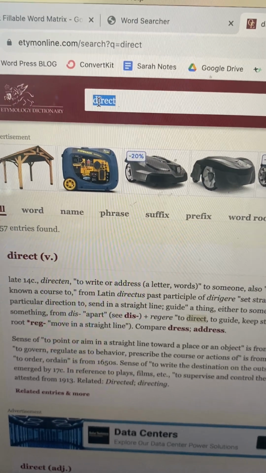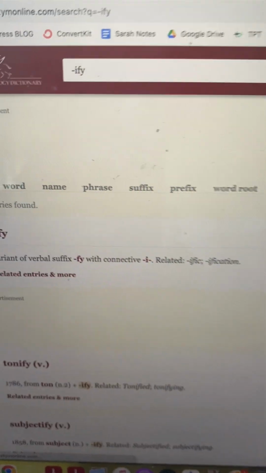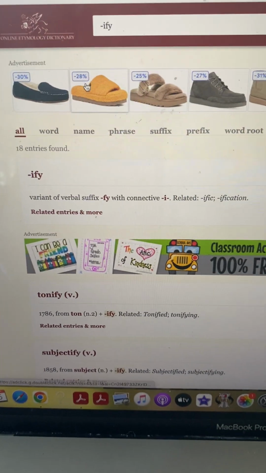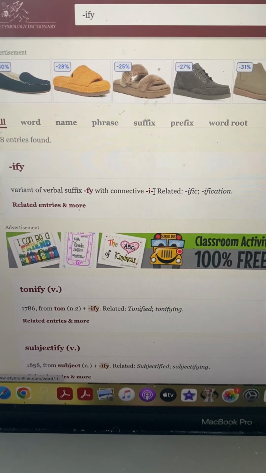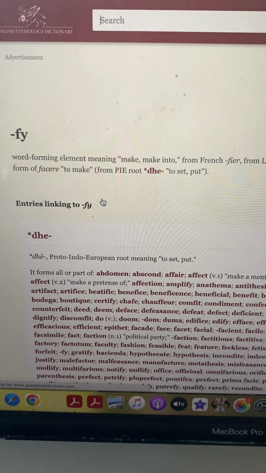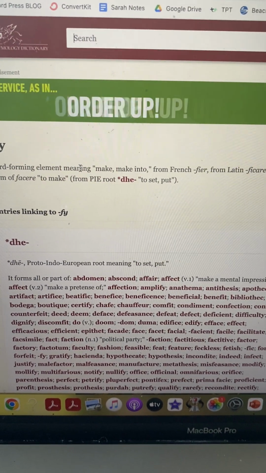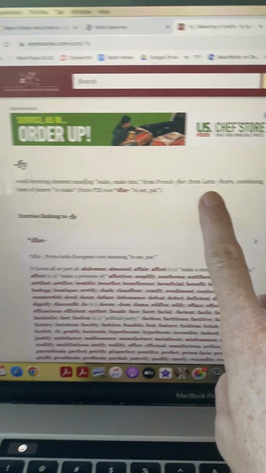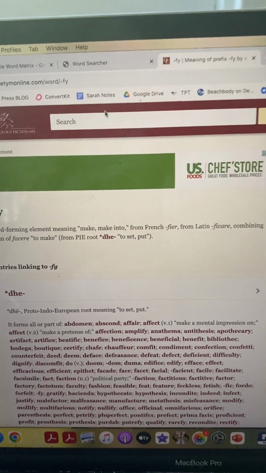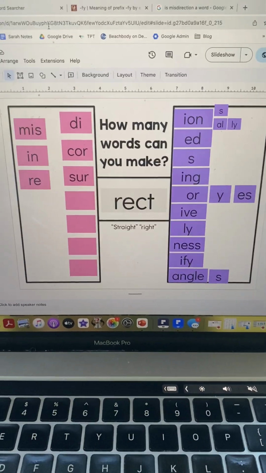So I'm just going to put in this because I'm asking if that's a suffix. And look, variant or verbal suffix fy with connective i. So then I do know that it is a word-forming element, which is like a morpheme. And I can even find out the history of it. It's kind of cool. That tells me, okay, good, I'm on the right track. So I can go back to my word matrix and finish it up that way.